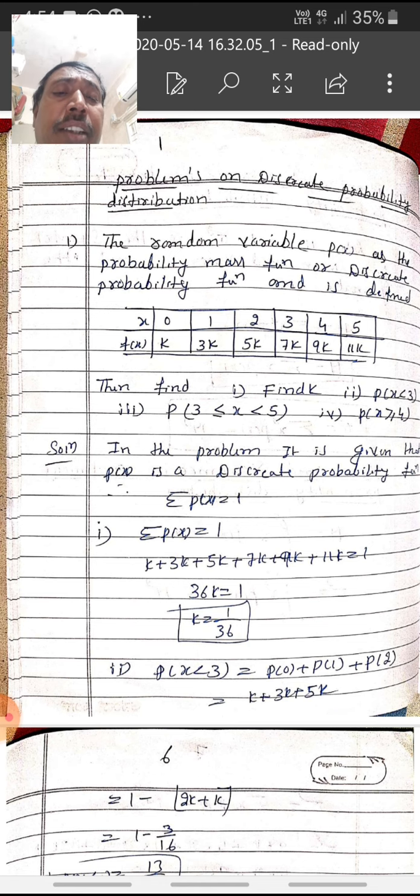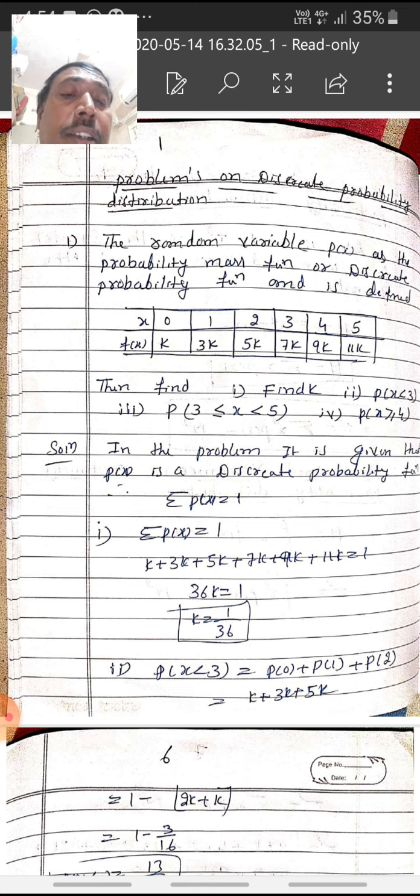Okay, see the random variable x has the probability mass function, or discrete probability function, defined as follows: x is 0, 1, 2, 3, 4, 5, and the corresponding p of x values are k, 3k, 5k, 7k, 9k, 11k. Then find first the value of k, second the probability x less than 3, third the probability x greater than or equal to 3 and less than 5, and fourth the probability when x is greater than or equal to 4. Okay, the problem is already given.